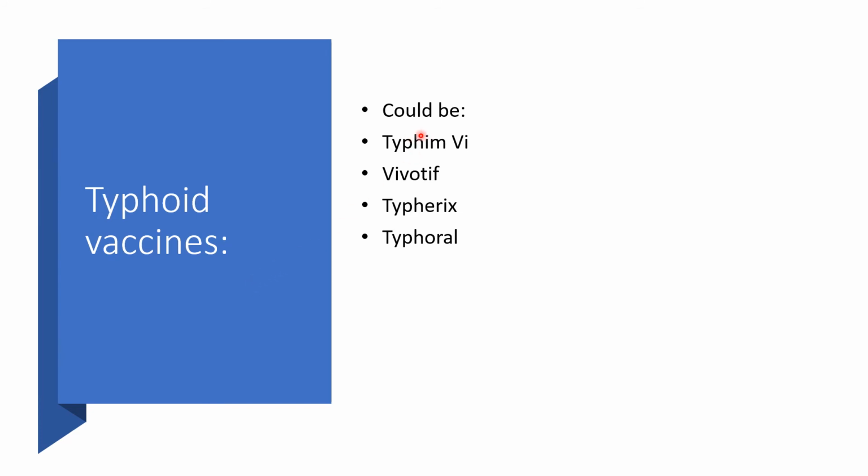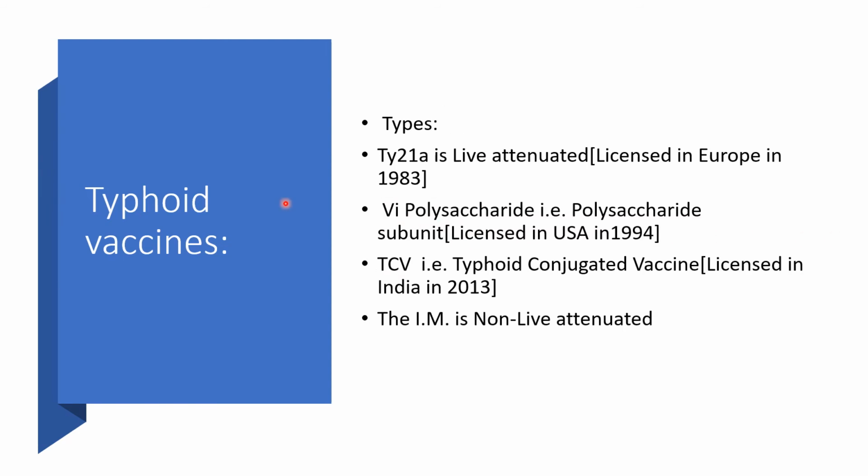Okay. The typhoid vaccines could come under different brand names: Typhoid Vi, Vivotif, Typherix, Typhora. There are different types like Ty21a, that would be live attenuated. That was licensed in Europe in 1983. Vi polysaccharide, that is polysaccharide subunit, was licensed in United States in 1994. And TCV, that is typhoid conjugate vaccine, was licensed in India in 2013.